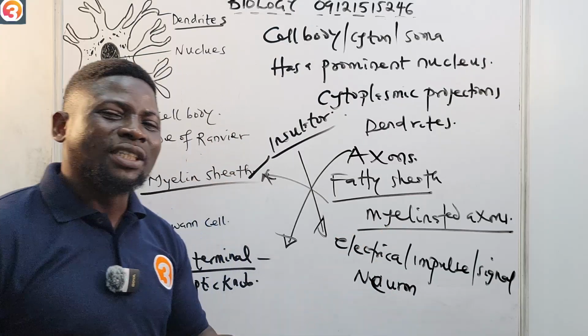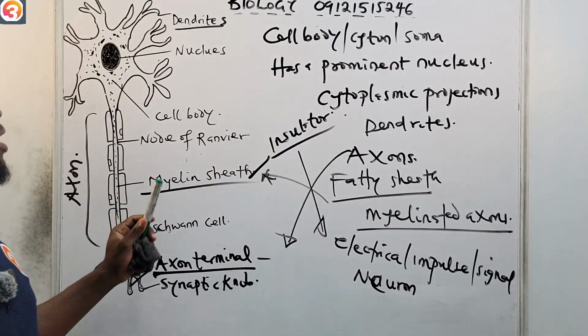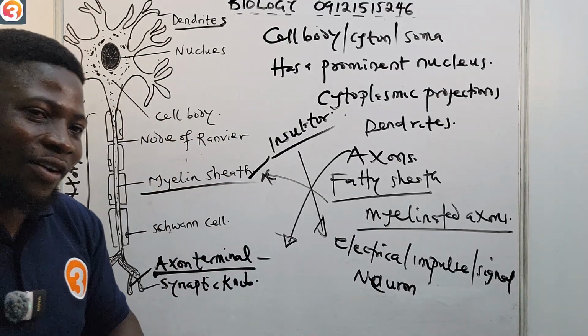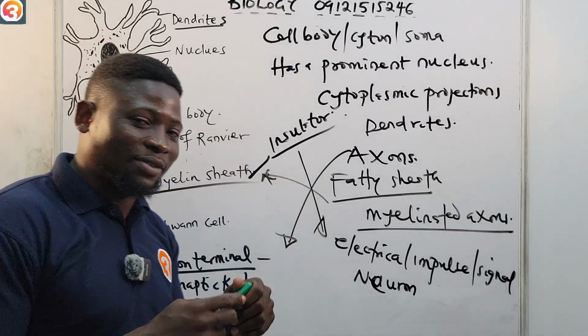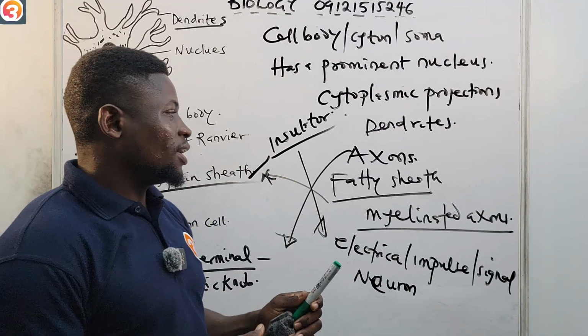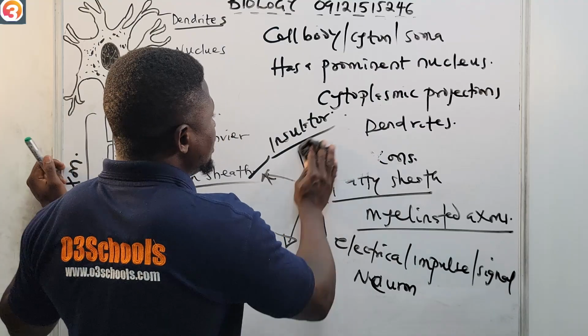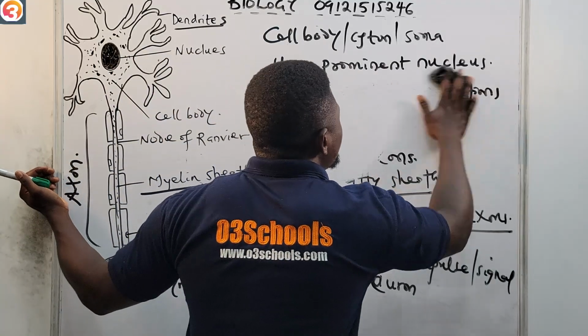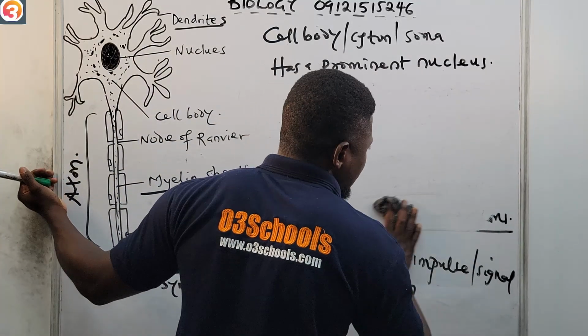Now you want to ask a very important question: how do these neurons work? There are so many neurons in the body, like we said, up to 86 billion. So how do the neurons work? Let me show you. I'm just going to do a sketch to explain this.